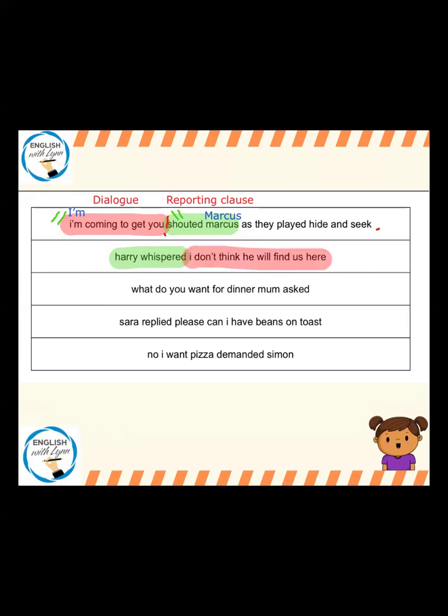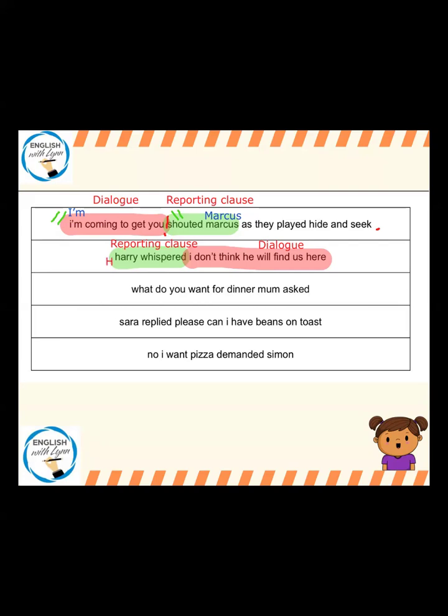So in this one, we've got it the opposite way round. We've got the reporting clause at the beginning, and we have the dialogue at the end. Okay. Now, I need to remember Harry is someone's name, so I need to remember at the beginning there, it needs a capital H, okay?